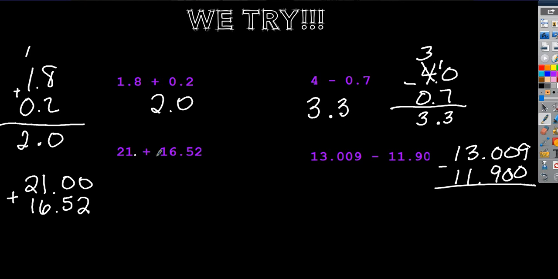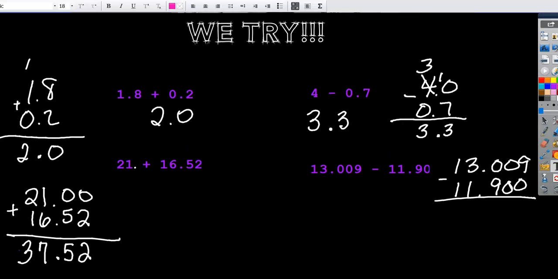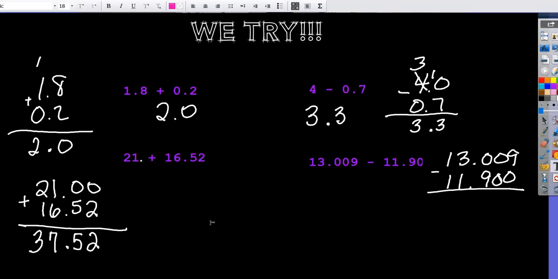This might be a good point to try these next two problems on your own to see if you are doing them correctly, because after this you're going to get problems to try on your own, and I'm not going to be giving you the answers. All right, so here I add. I have 0 plus 2 is 2. 0 plus 5 is 5. Put in my decimal. 1 plus 6 is 7. 2 plus 1 is 3. So my answer here is 37.